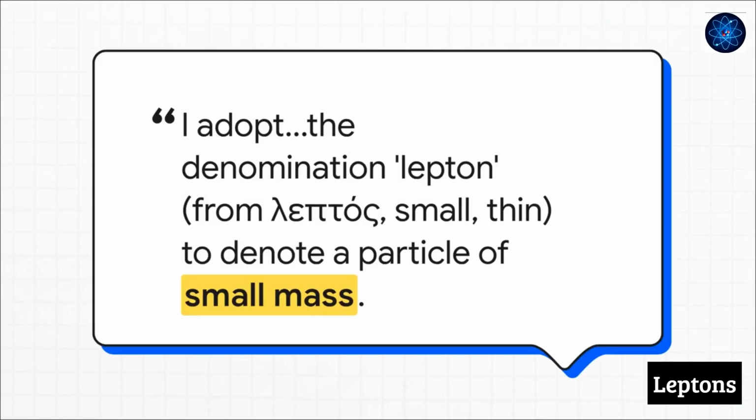So the family finally got its last name in 1948. The physicist Leon Rosenfeld suggested the name lepton, which comes from the Greek word leptos, meaning small, thin, or delicate. And at the time, it made perfect sense. The only ones they really knew were the electron and the muon, and compared to protons and neutrons, they were tiny.